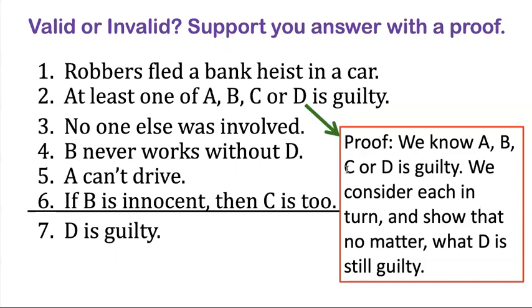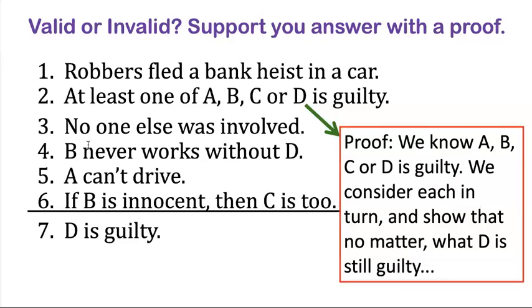We know A, B, C, or D is guilty, and so let's first consider, what if A is guilty? Can I prove that D is guilty in every possible one of those scenarios? And if so, then D would have to be guilty no matter what, and my proof would be done. So technically speaking, my proof isn't actually done here. This is just sort of a proof schema. The explanation would be much more involved than this.